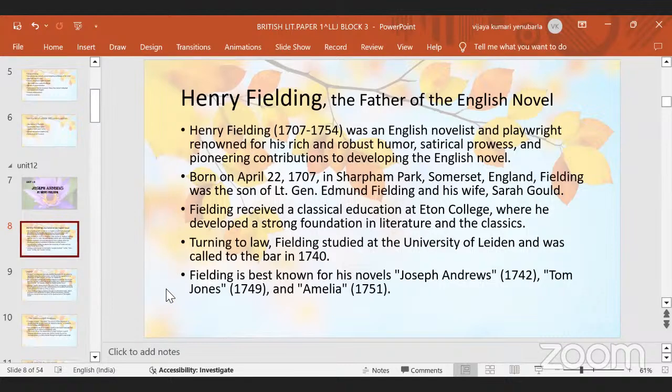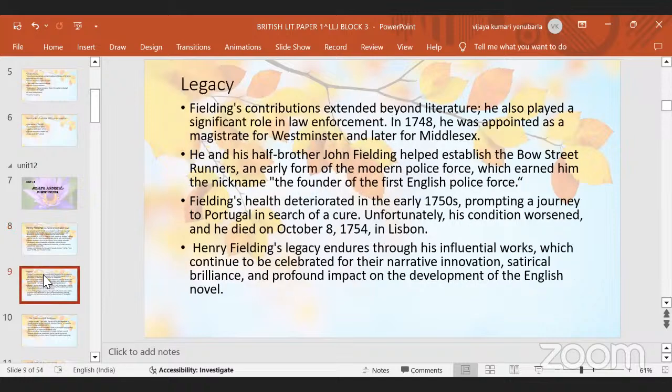Fielding is best known for his novels Joseph Andrews, Tom Jones, Tom Jones being one of the quite popular novels in the world, even today, and Amelia. Fielding's contributions extended beyond literature. He also played a significant role in law enforcement.